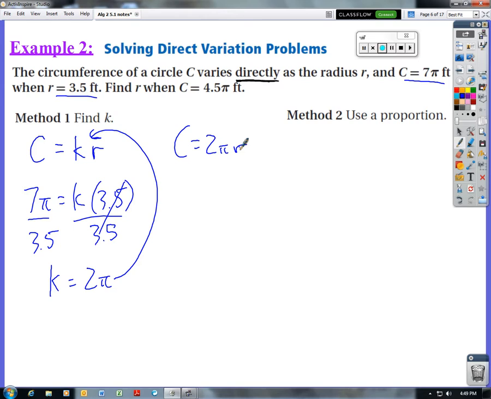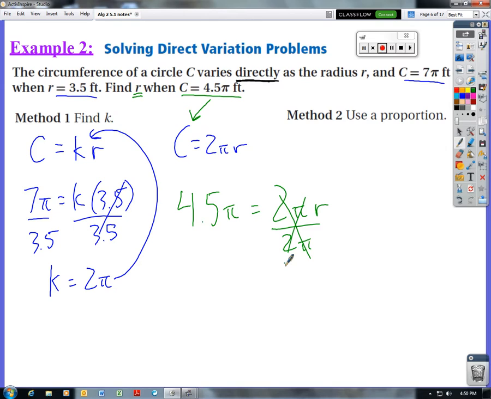So there you go. Okay, and then instead of graphing, it wants us to find the radius r when c equals 4.5 pi. So we can just take that value and plug it in for c. So we'll set c equal to 4.5 pi, and it wants us to solve for r. So it's going to be 2 pi r. So to solve for r, you simply divide both sides by 2 pi.